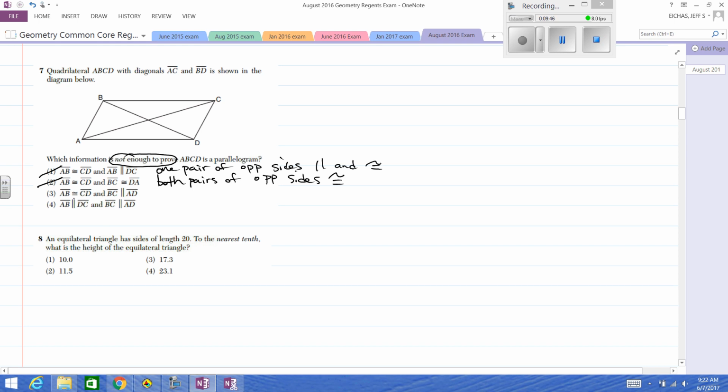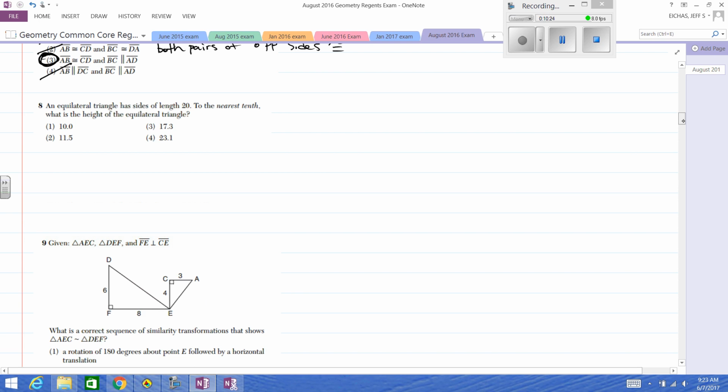What is this one? A, B, C, D. Looks like, oh, here we go. This is the one. If you have these the same and these parallel, you could have a parallelogram, but you could also have an isosceles trapezoid. So that's why it's not enough information. You've got two choices: either a parallelogram or an isosceles trapezoid, and that is not a parallelogram. So it could be choice 3. This is both pairs of opposite sides parallel. That's going to be enough. So nice problem, but not easy.